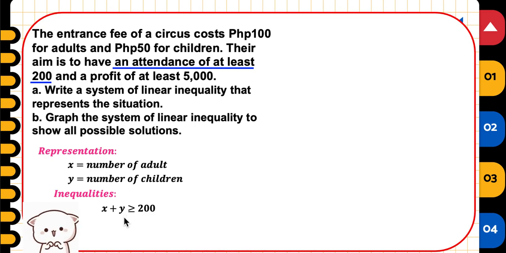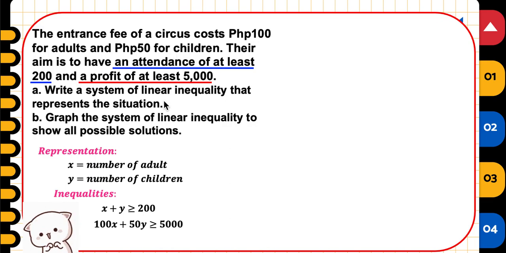And then for the second inequality, that is to have a profit of at least 5,000. To get the profit, we multiply the number of people by the price of the ticket. For the adult, the price of the ticket is 100 pesos. So that will be 100 times the number of adults that will go to the circus. Add it to 50, that is the price of the ticket for the children. So that is 50 times y. And again, it is greater than or equal to because our goal is to have at least a profit of 5,000 pesos. So we have here the two inequalities.